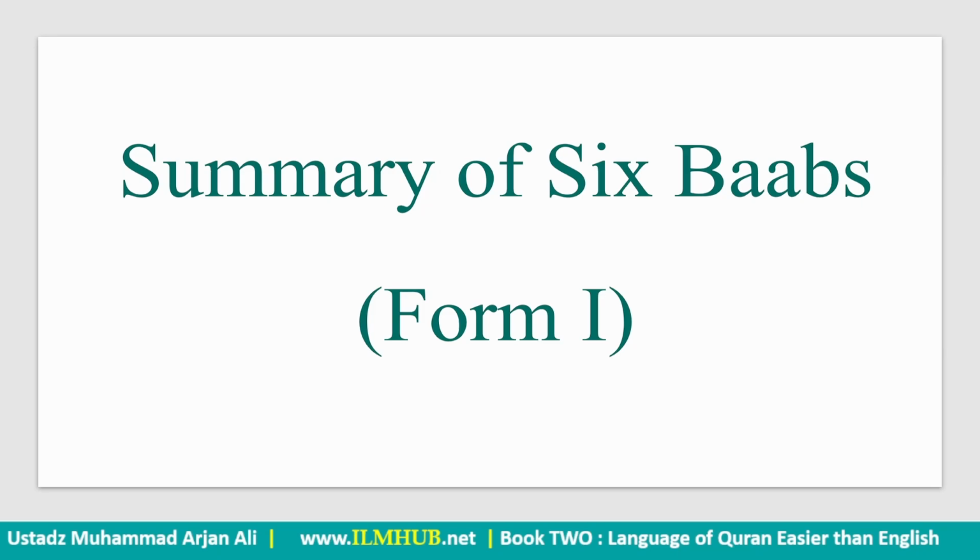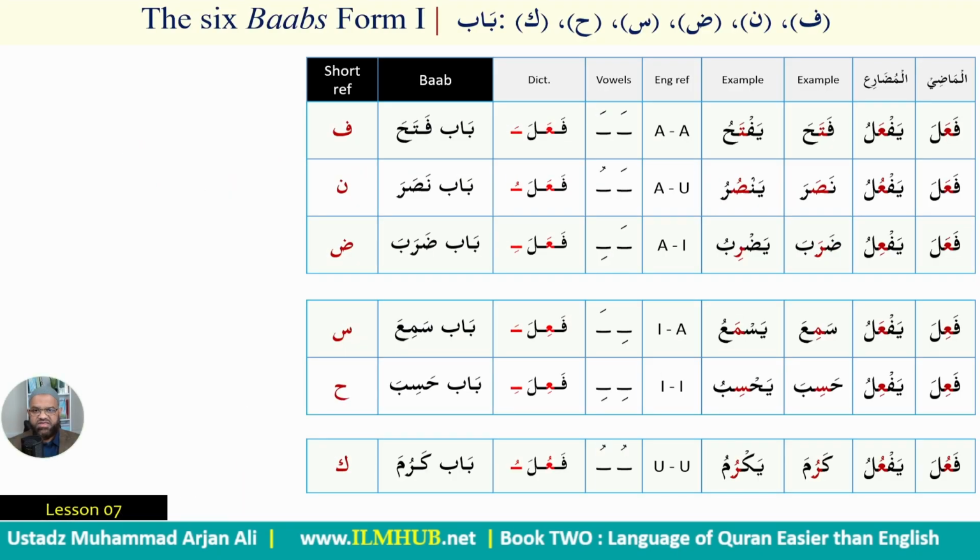Summary of the 6 Baabs. Let me take this opportunity to share with you how other books of reference, just in case you come across them, may refer to the scales. Some books, particularly English books that are written to teach Arabic grammar, might give you AA, meaning fatha, fatha, or fatha, dhamma, fatha, kasra. So that's one way of referring to it. Some will only give you the vowels.